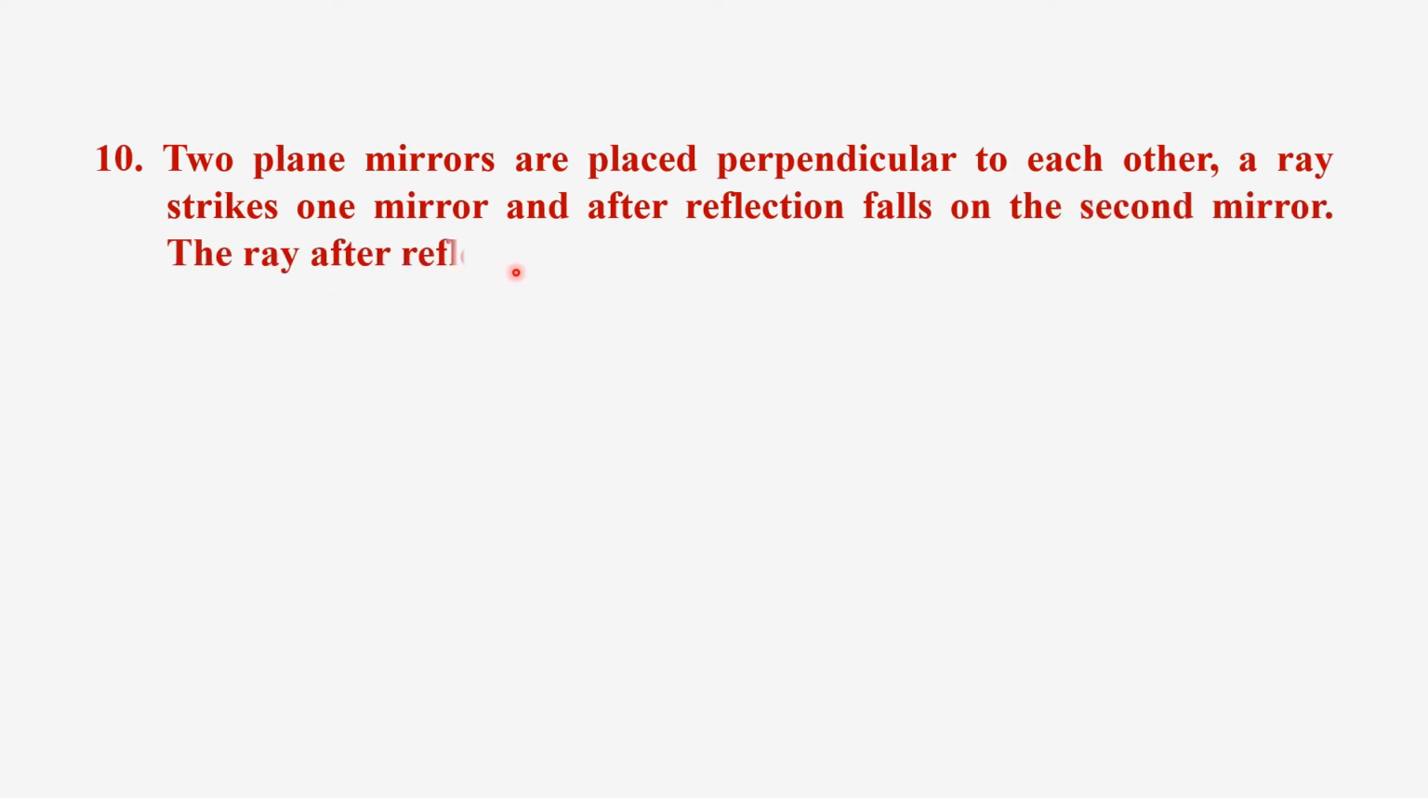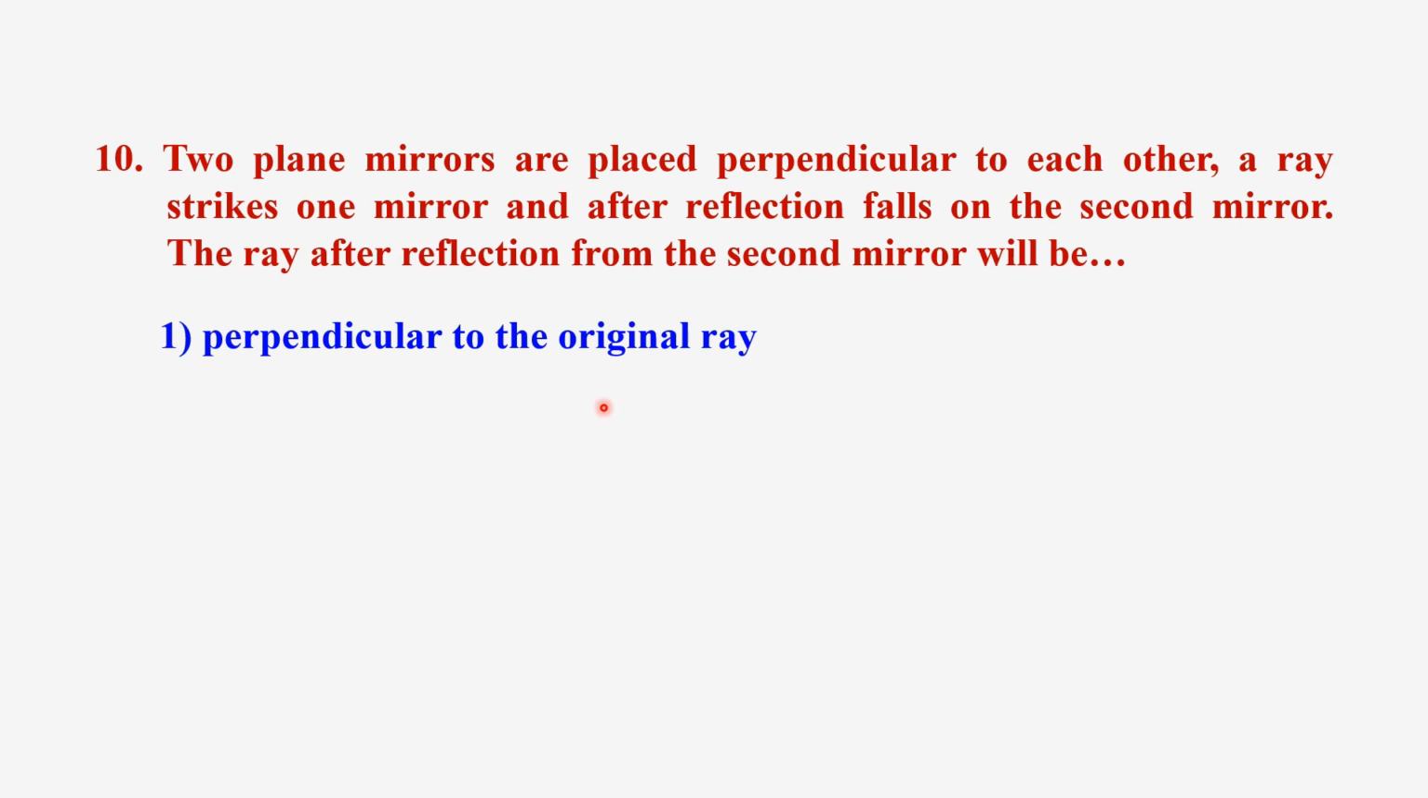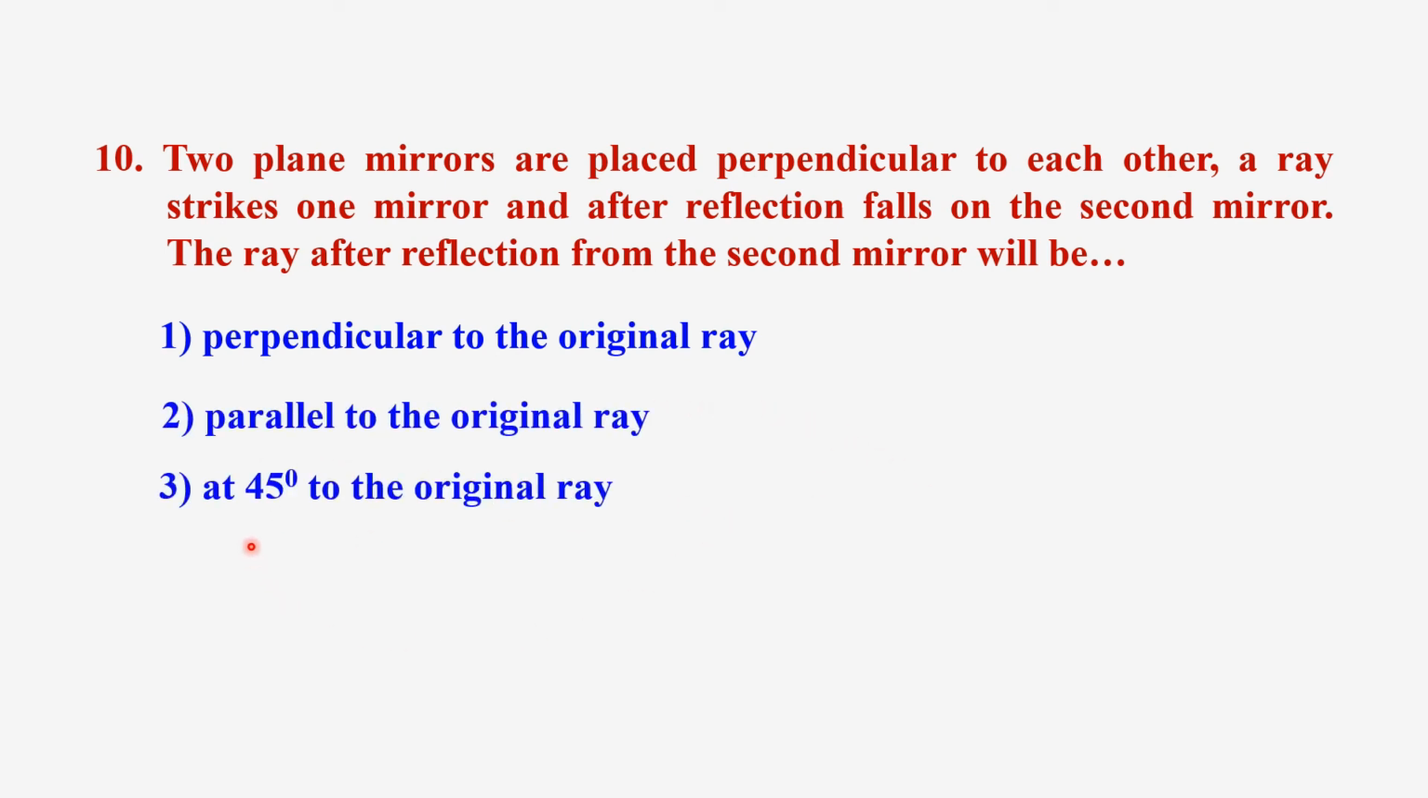Two plane mirrors are placed perpendicular to each other. A ray strikes one mirror and after reflection falls on the second mirror. The ray after reflection from the second mirror will be perpendicular to the original ray, parallel to the original ray, at 45 degrees to the original ray, or can be at any angle to the original ray. The second ray will be parallel to the original ray.